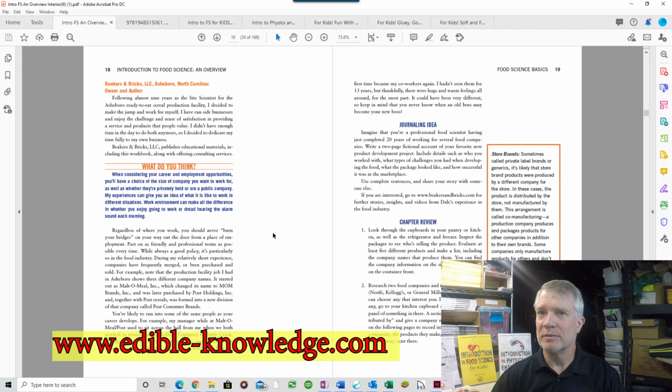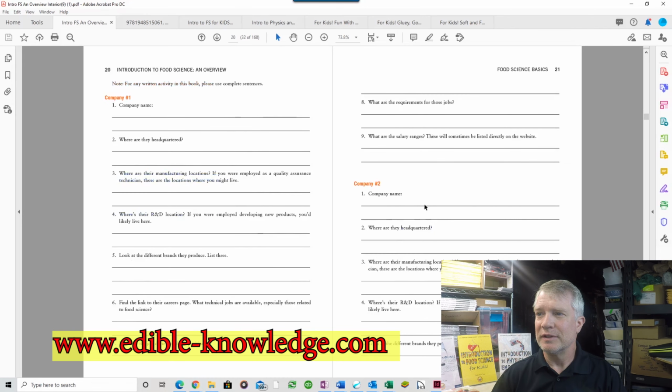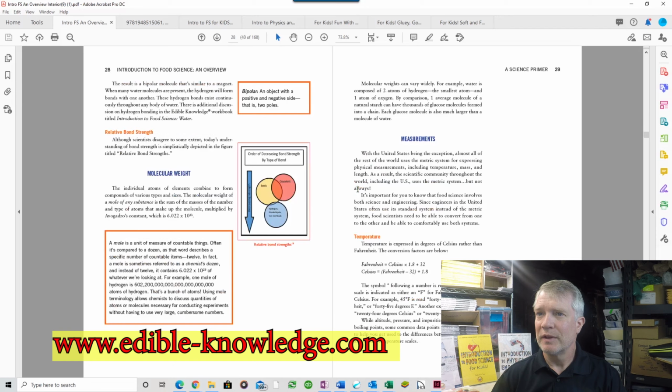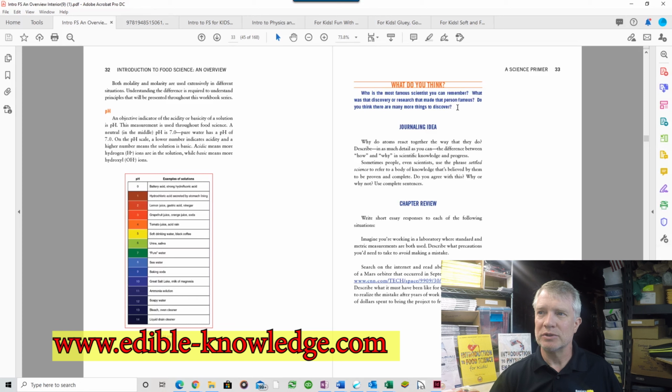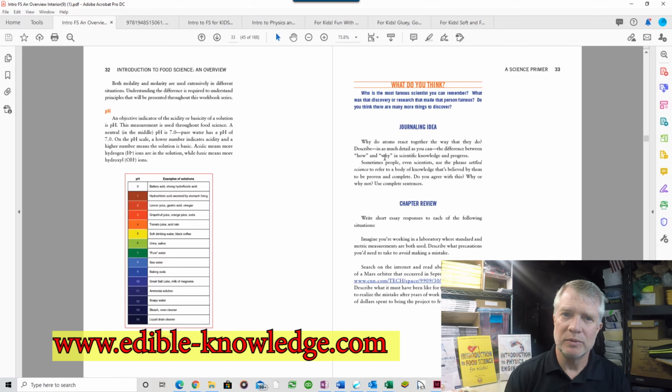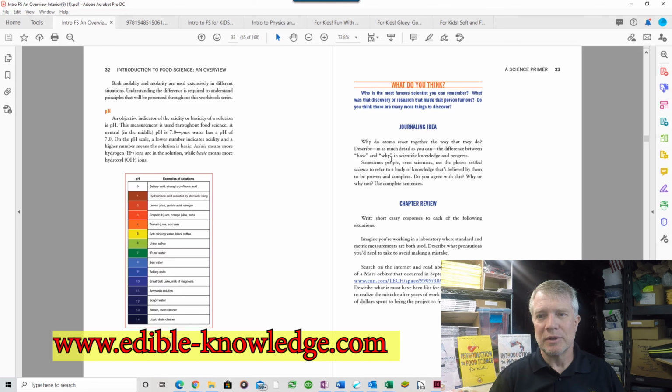Okay, so these are some of the assignments that I have in there. Here's the science primer. At the end of each chapter, there's this What Do You Think section that I mentioned, and there are questions that you're meant to answer in essay form, and that's the same as the chapter review questions. And then there's also a journaling idea, and some people do journaling, and it's sometimes hard to come up with a good journaling idea. So those were hard to come up with, good creative ideas on something that you could journal or write about.